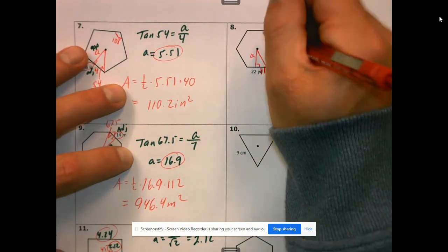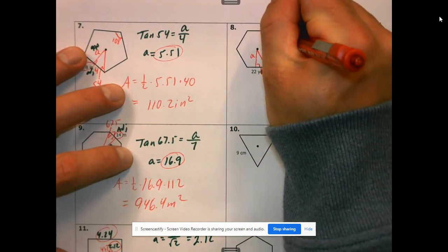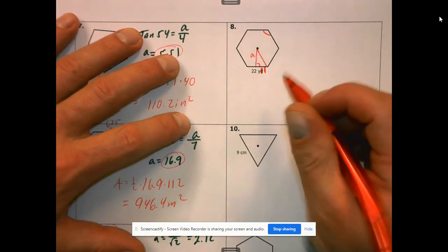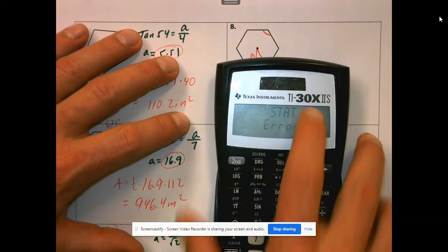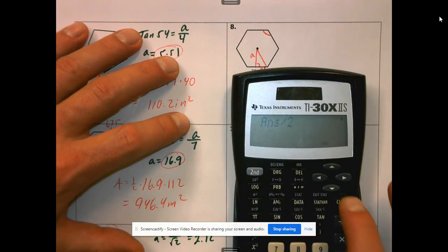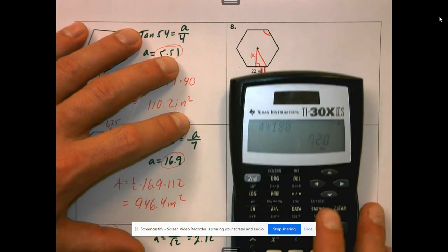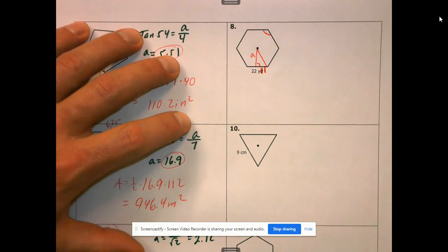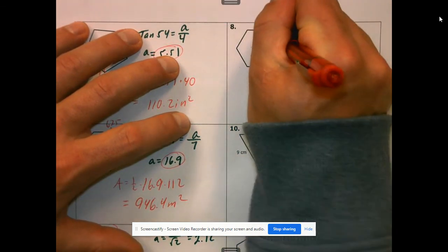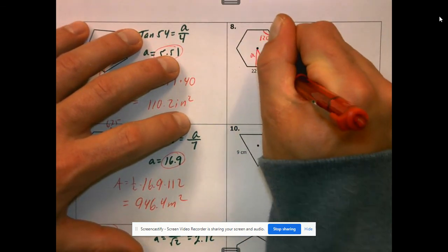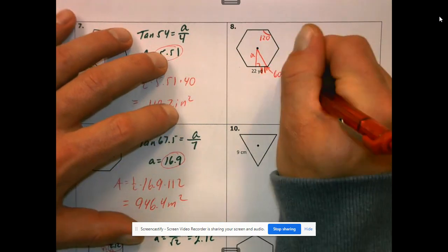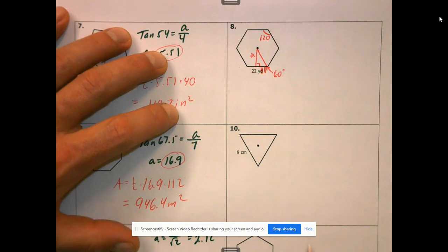Okay, find the degree of one inside angle. We have a 1, 2, 3, 4, 5, 6. We got a hexagon. So to find that interior angle, 6 minus 2 is 4. 4 times 180 comes out to be 720. Then divide that by 6, 120. So the one inside angle is 120. Cut that in half to get the angle inside the triangle. That would be 60. So this is a special right. It's a 30, 60, 90.